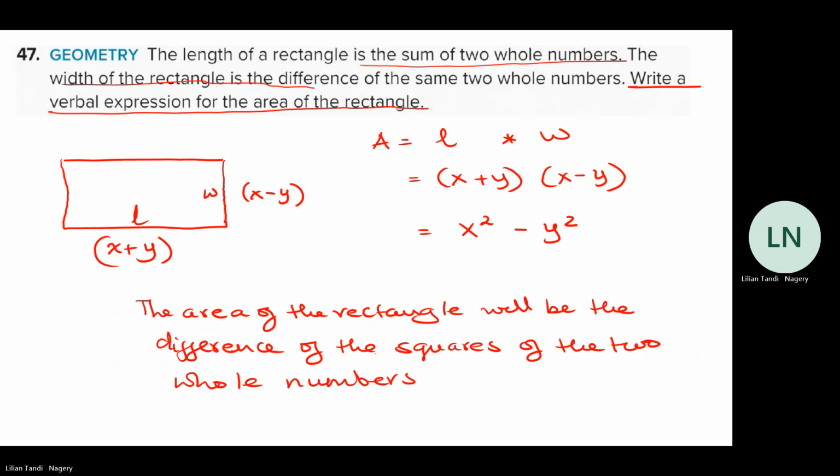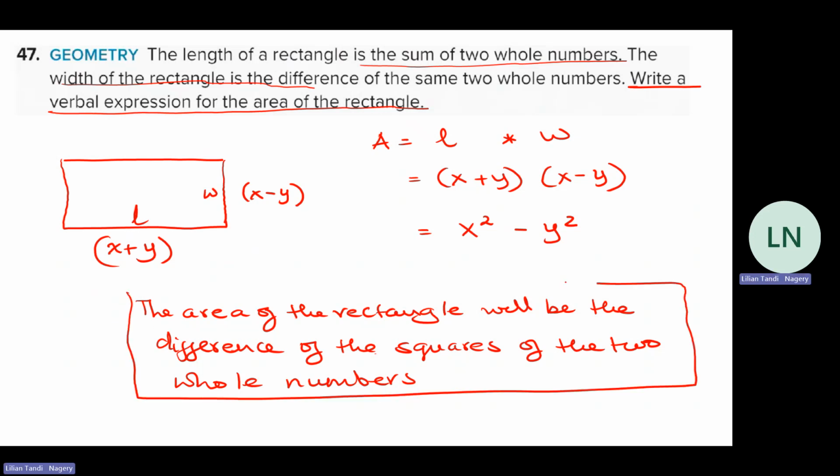Or you will square the two whole numbers and subtract them. But this is good: the difference of squares. Yes, the difference of the squares. So this is your answer. This was just to help you come to this. Okay?